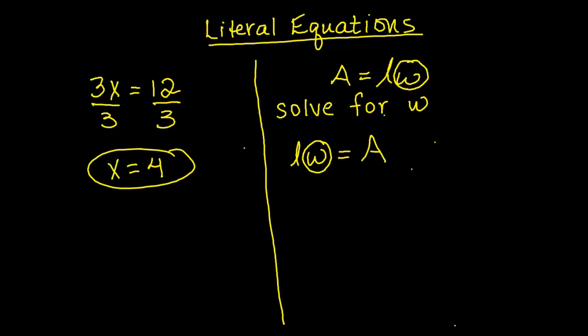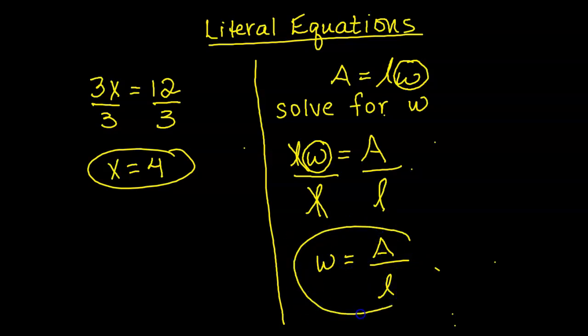Now to get w by itself, LW together means multiplication, so I do the inverse operation, which is division. I'm going to divide by L. Whatever I do to one side of the equation, I have to do to the other. Again, it's the division property of equality. L divided by L is just 1, and we're left with W is equal to A divided by L, and that's our answer. We can't really do a check step with literal equations because we don't have any numbers.